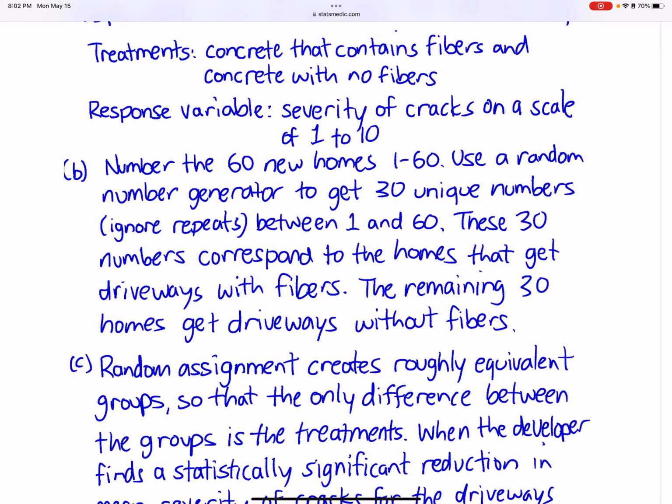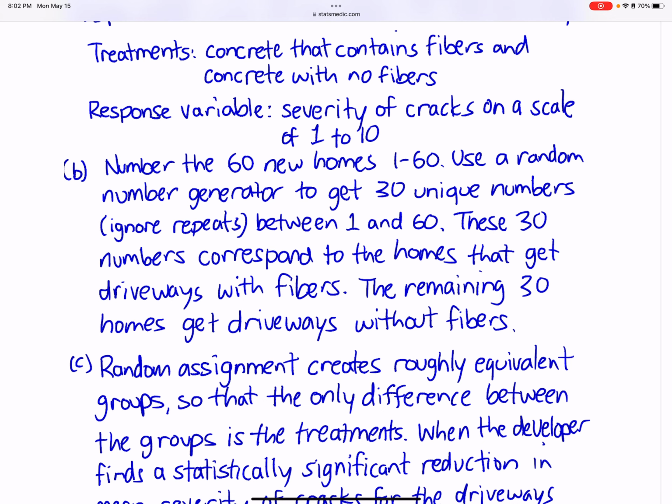Secondly, you need to describe the random process. You cannot just say randomly assign or randomly this. You have to say use a random generator, put them in a hat and shake them up. Anything that describes the random process is the component 2.